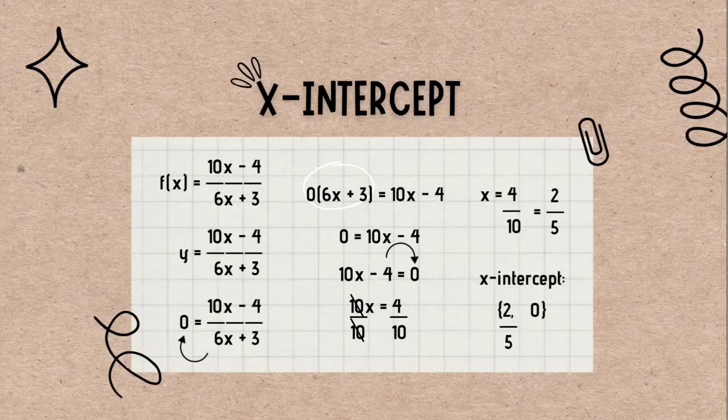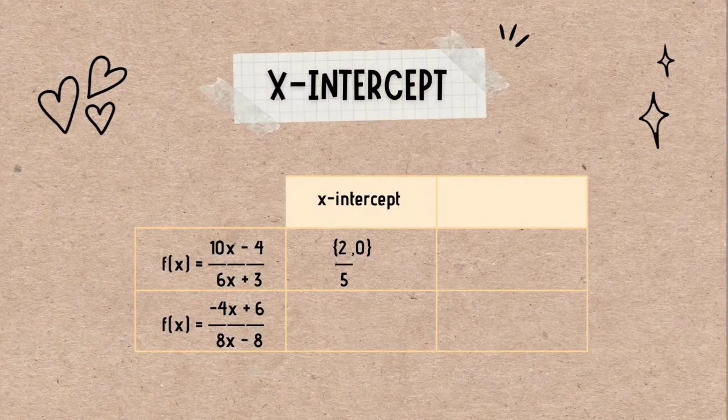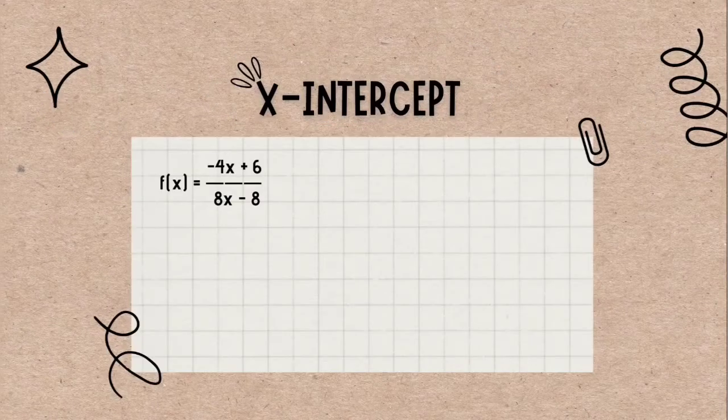Ayan. I-sort natin siya sa ordered pair. So, x-intercept 2 over 5. At yung 0 na yan is para sa y. Wala naman tayong value sa y. So, 0 siya. So, ayan na ang sagot. So, let's proceed on to the next example.